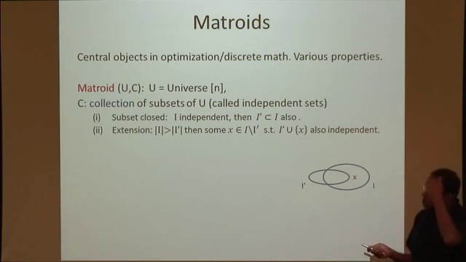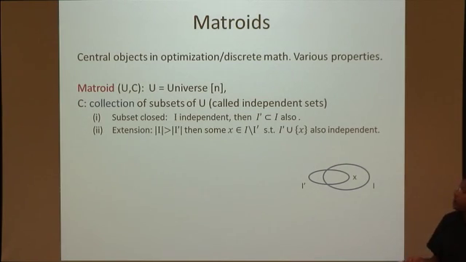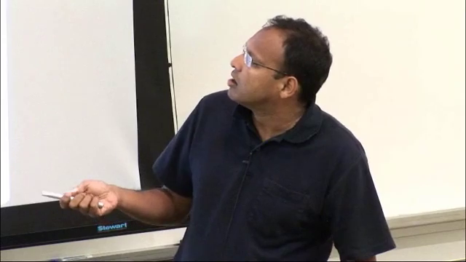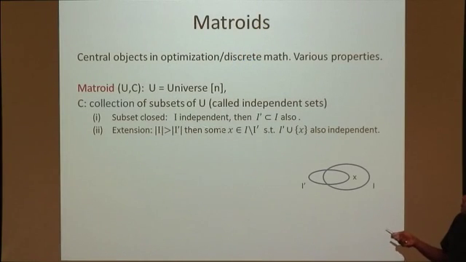Most of the terminology for matroids comes from linear algebra. A typical example to keep in mind is that your universe is a collection of vectors, and independent really means they are independent over some field. Then you should see that if some set is independent, its subset is also independent, and the extension property also holds. You can always extend a set by adding another linearly independent vector if the set is smaller.